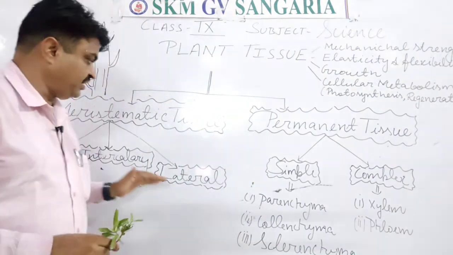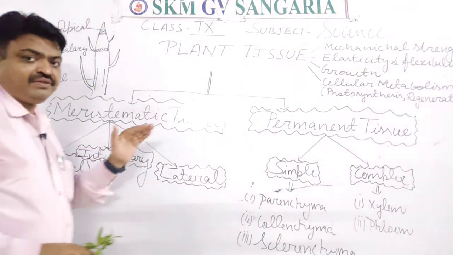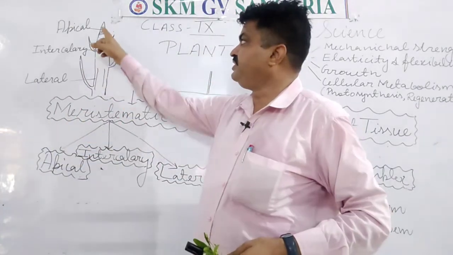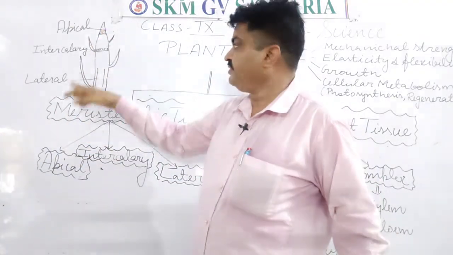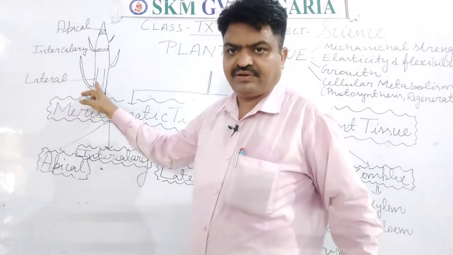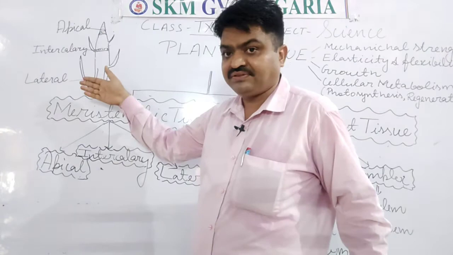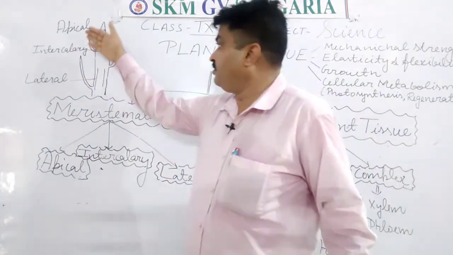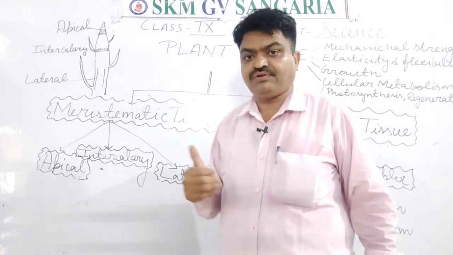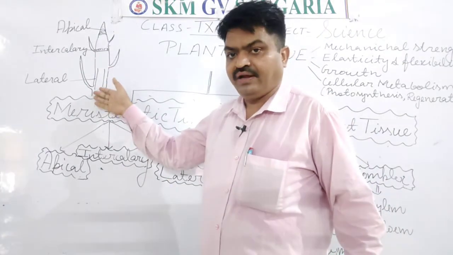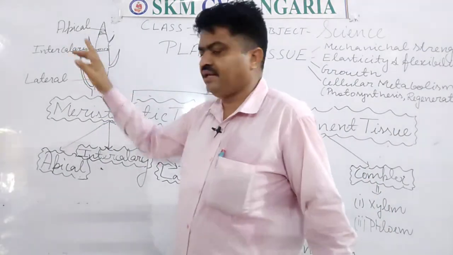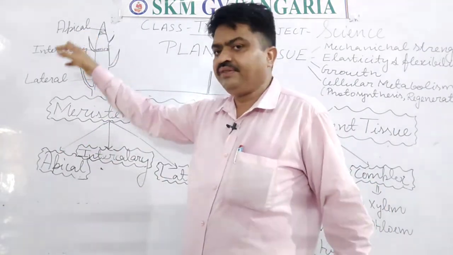Now you will write and learn this important tissue in your notebook, and you will also draw this diagram. This part is known as apical, this part is known as intercalary, this part is known as lateral, and it is the longitudinal cutting of the plant, student. It is the LS of one plant, and in this we can observe the three parts of the meristematic tissue. First is apical, second is intercalary, third is lateral.